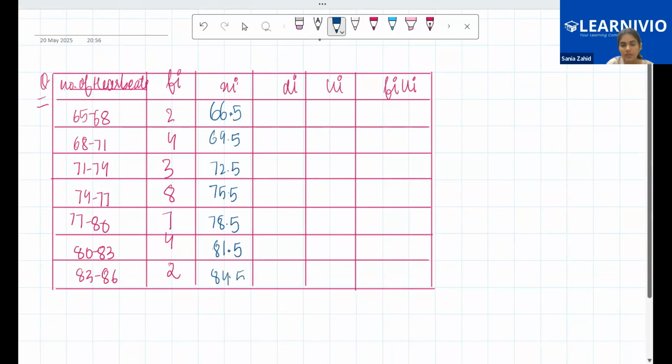Now I told you to do it by all three methods, right? So we can make one more column, fi xi value. For the direct mean, we need this column. So tell me the fi xi values now. 133.